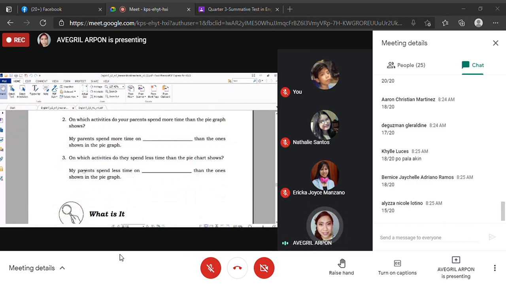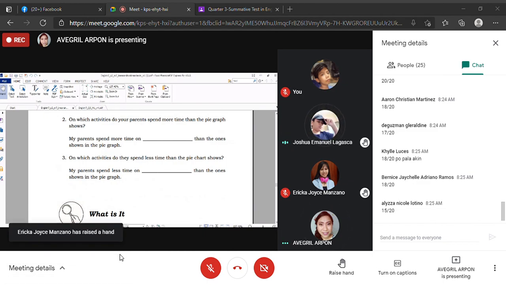Next, on which activities do they spend less time than the pie chart shows? My parents spend less time on blank than the ones shown in the pie graph. Yes, Lagasca? Again?